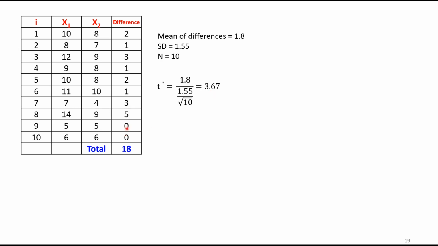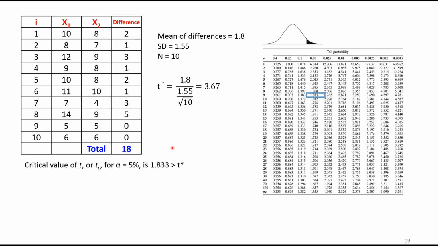Now for alpha equal to 5% and degrees of freedom 10 minus 1, that is 9, the tabulated t value is 1.833. And this 1.833 is smaller than 3.67. That means 3.67 lies in the area of rejection. And therefore, we reject the null hypothesis. That means there has been improvement in the number of crashes after introduction of the new timings. The number of crashes has reduced.